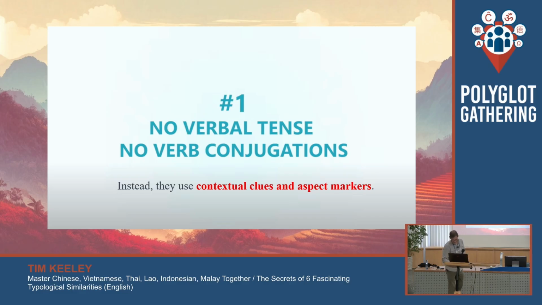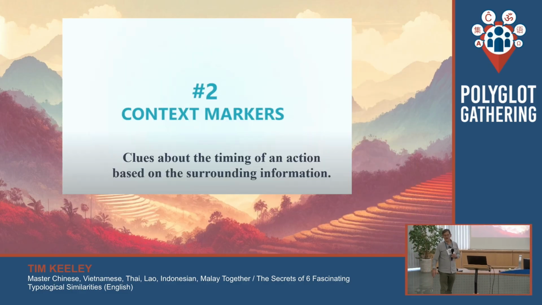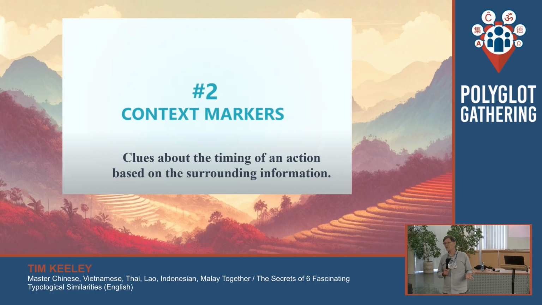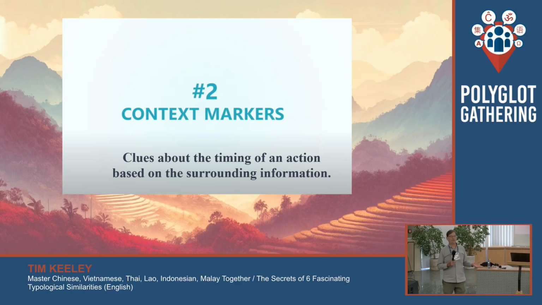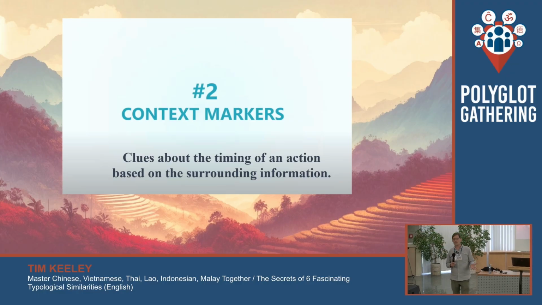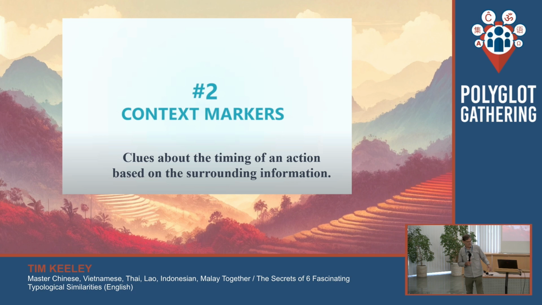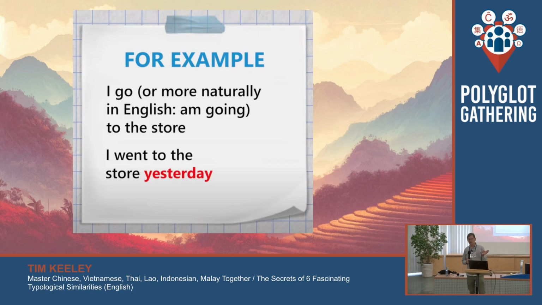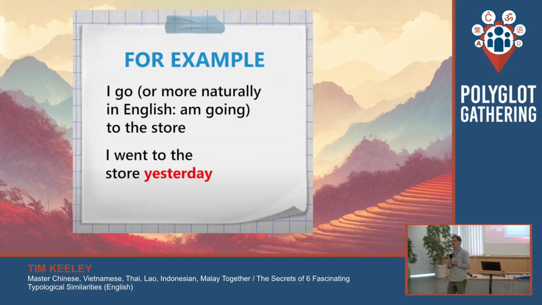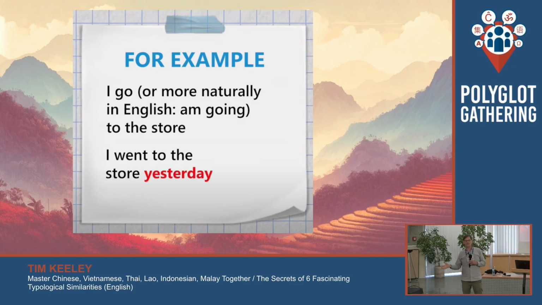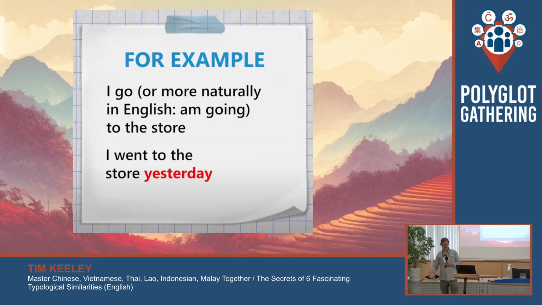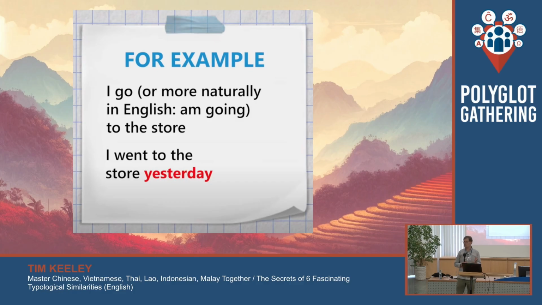First of all, we use context markers. So you would think, like, for example, if it's always I eat, how do we know it's future, past, or whatever? Well, one thing we can use is context. For example, we can say in English, the English doesn't have present tense. That's the problem. It only has past and non-past. Okay, so I go, or more naturally, I'm going normally.